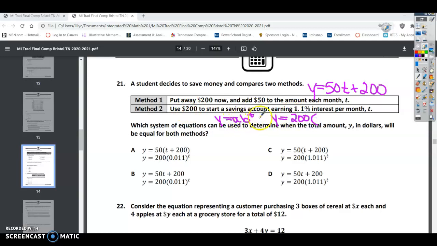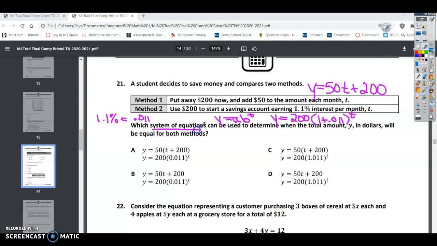B is our growth factor. This is 1.1%, so remember 1.1%, you move it 2 decimal places, equals 0.011. All right, and with the growth function, it's always going to be 1 plus your interest rate. So 1 plus 0.011, and then raised to the t power.